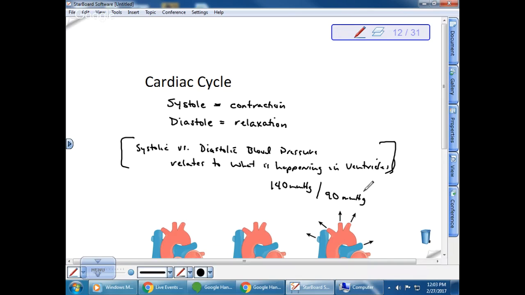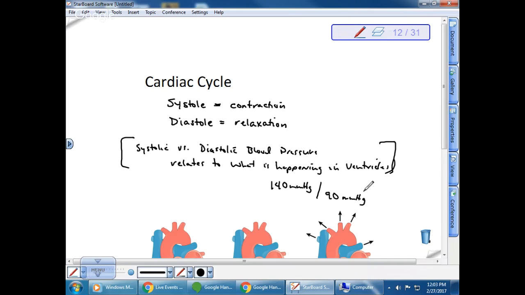And so this would be your systolic pressure, this is the large number. That is when the ventricles are contracting, and that means that there's lots of blood being pumped out through the brachial artery. And then this is your diastolic pressure, and that is when the ventricles are relaxing. So that would be the low pressure.